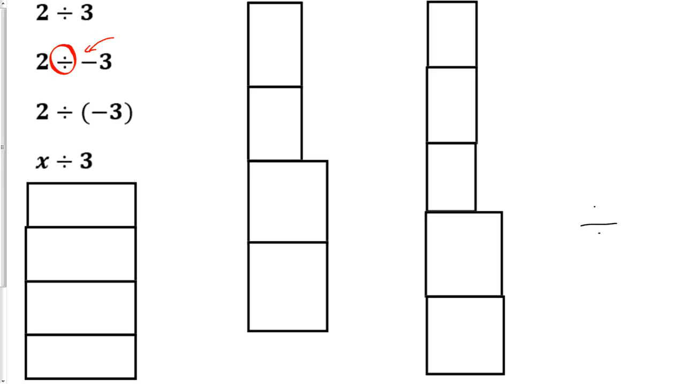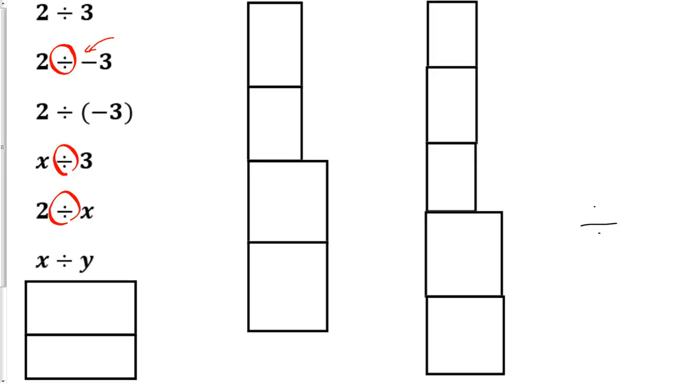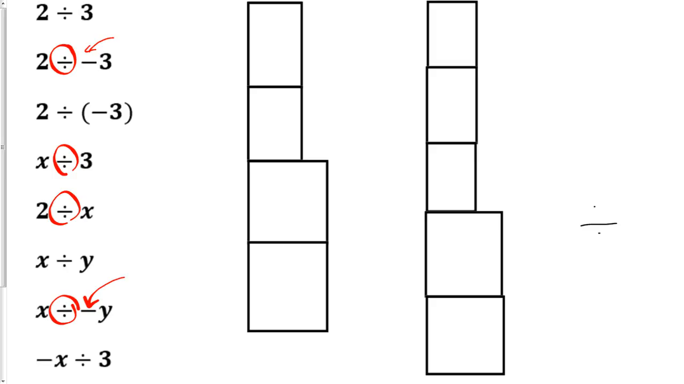We have x divided by 3. Remember, x is a variable. This is our operation. 2 divided by x. Here's the operation. X is strictly a variable now. X divided by y. X is a variable. Y is a variable. And the operation is the division. X divided by a negative y. And remember, this is the operation, making this one a sign. And we have negative x divided by 3.